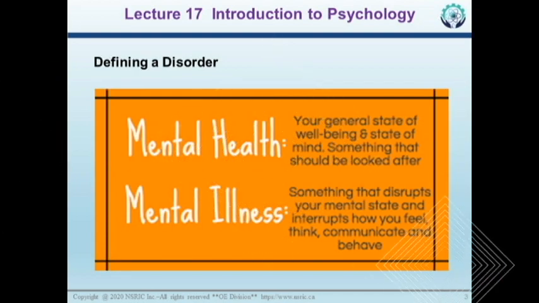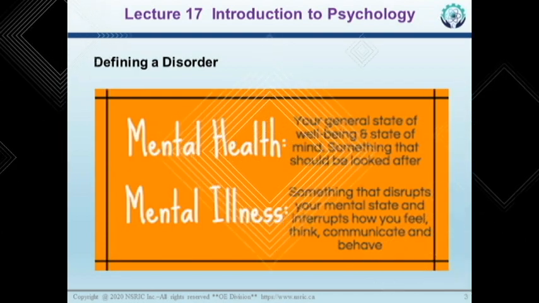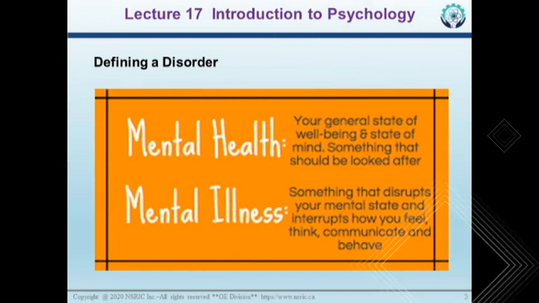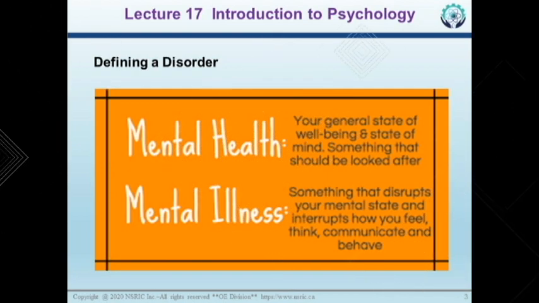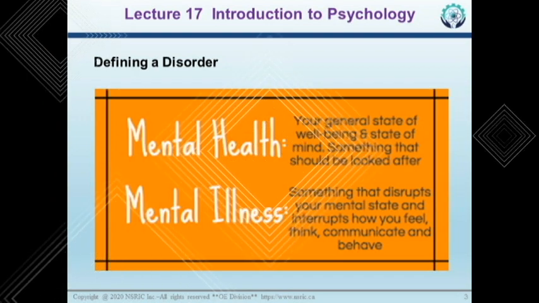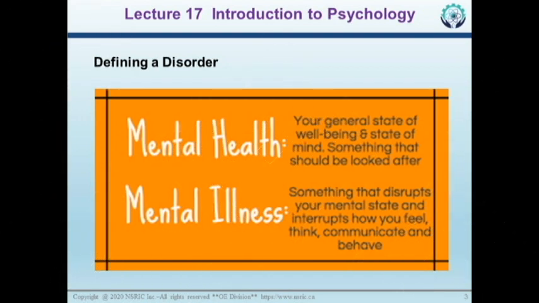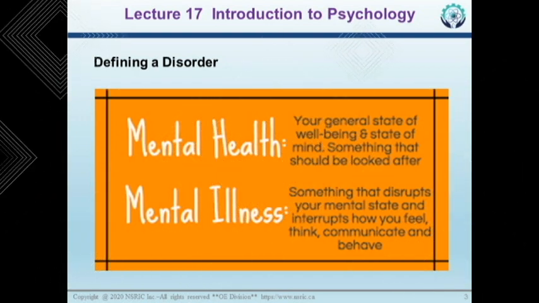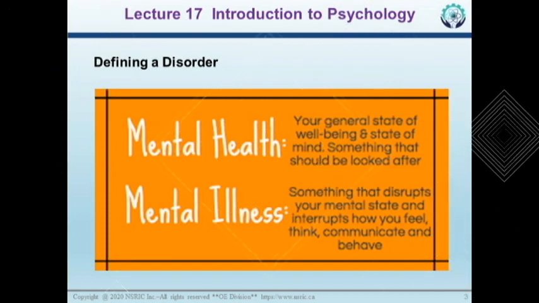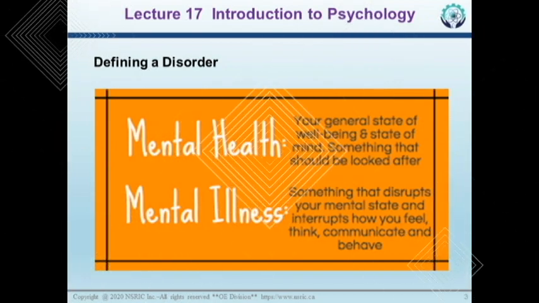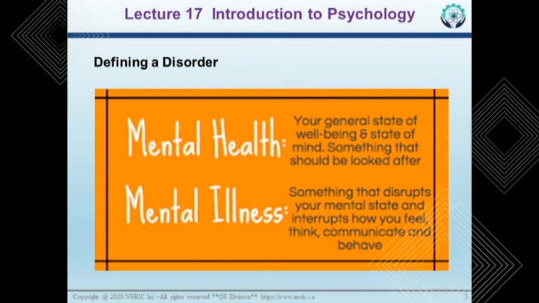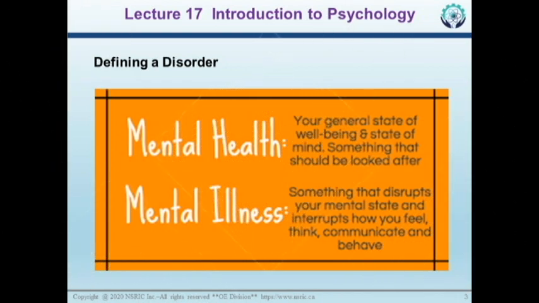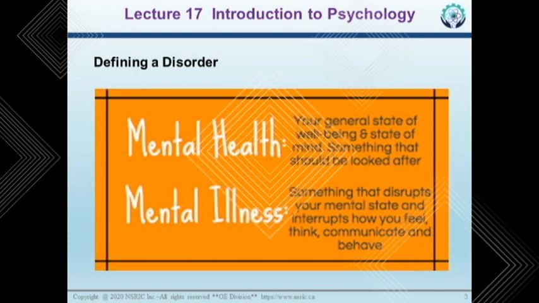Now, determining whether a mental state is a disorder or abnormal or not is not always straightforward, as what may be considered normal or abnormal may vary across cultures and across time. However, mental health professionals use certain criteria to determine whether a mental state is a disorder or abnormal. And one criterion used is the degree of distress or impairment that the mental state causes.